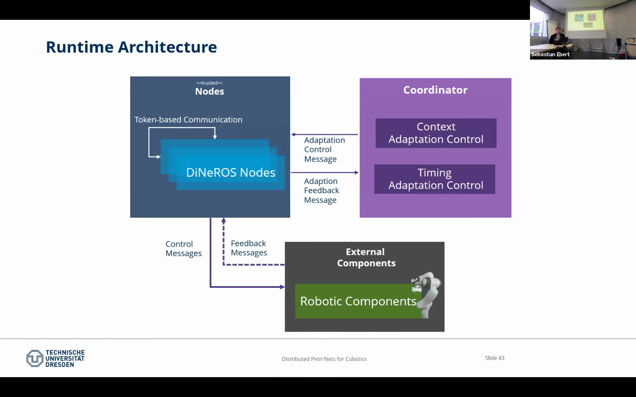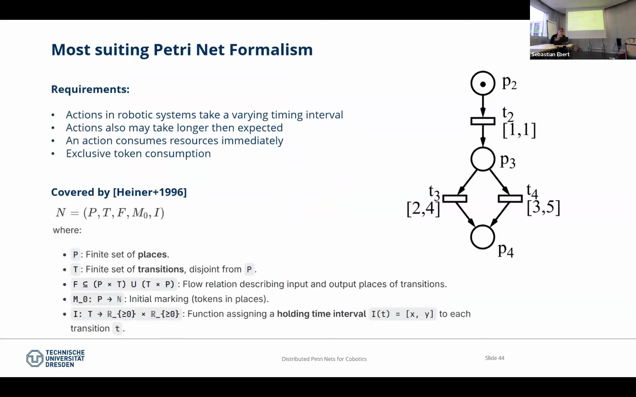So what is a suiting pattern formalism to solve these problems? As I already said, there are many around, especially in the timing world. And the most suiting pattern formalism for that was invented in 1996. So in this year, it's 30 years ago. The idea is that we require robotic actions to work in a timing interval because we don't know how long something takes. Maybe driving a path takes half a minute, maybe it takes 10 seconds. We don't know. So they may take longer than expected.